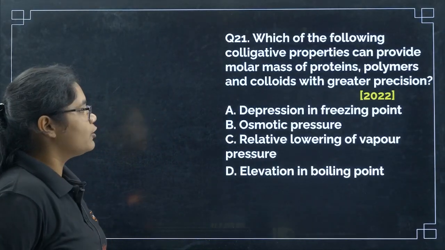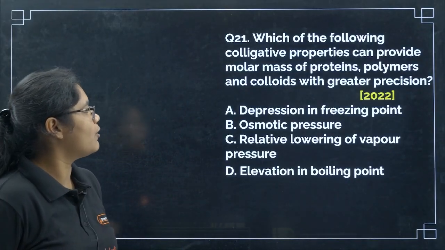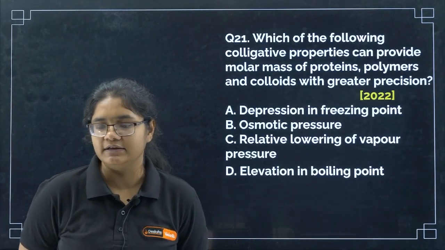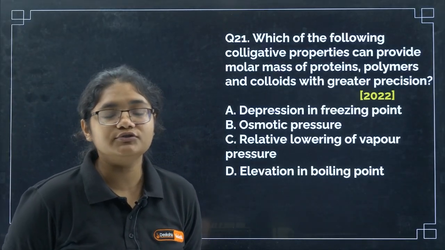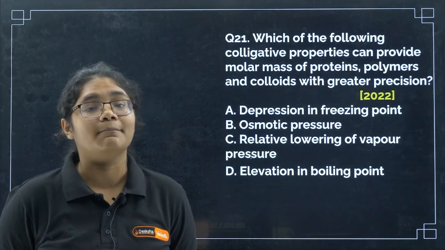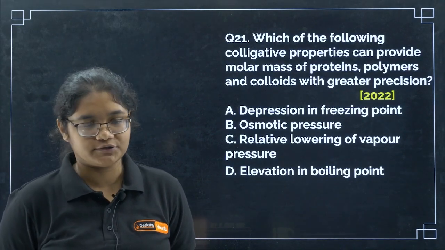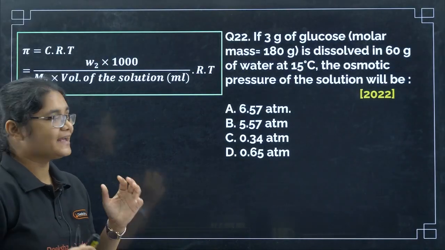Next we have: which of the following colligative properties can provide molar mass of proteins, polymers and colloids with greater precision? This is an application of osmosis. We can use osmosis to calculate the pressure and masses of macromolecules. So here it is osmotic pressure. Let's see the next question.